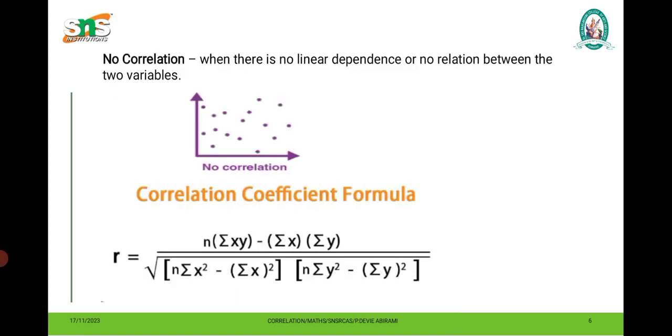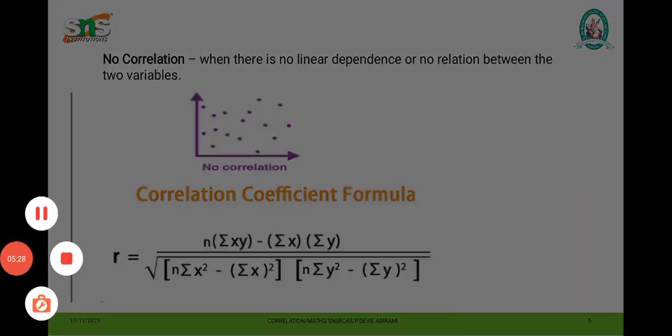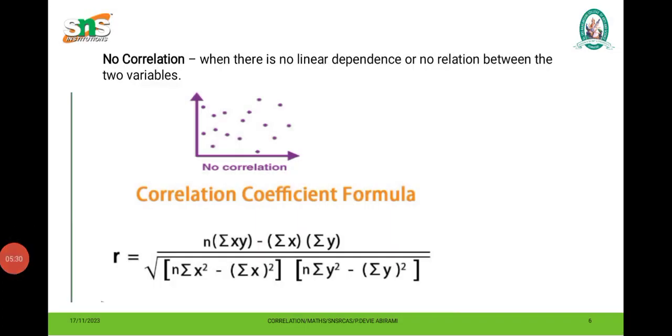The last one is no correlation. When there is no linear dependence or no relation between the two variables, then it is said to be no correlation. As I have said already, the marks of the students do not belong to their physical appearance. So there will be no correlation.